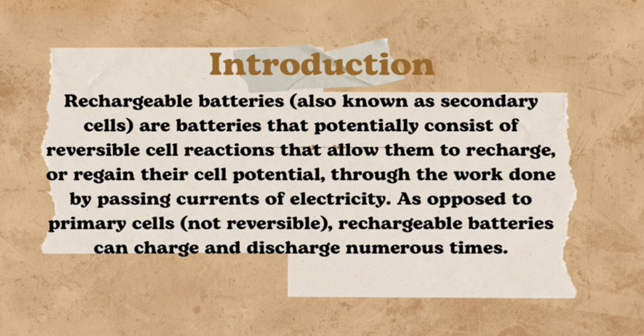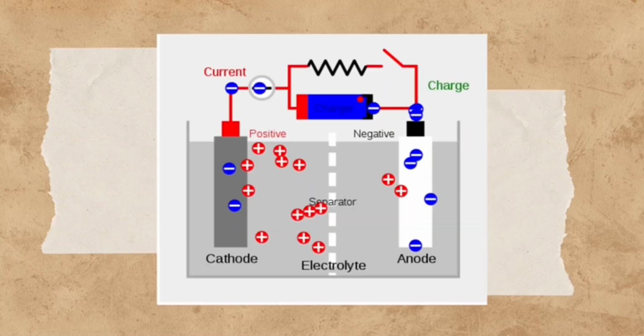Rechargeable batteries, also known as secondary cells, are batteries that consist of reversible cell reactions that allow them to recharge or regain their cell potential through the work done by passing currents of electricity. As opposed to primary cells, which are not reversible, rechargeable batteries can charge and discharge numerous times. As you can see, the picture shows how the cathode and anode react together.